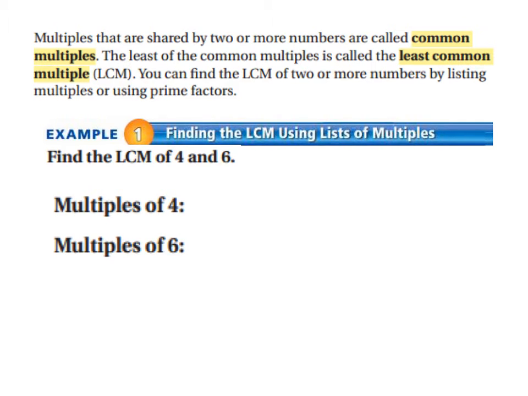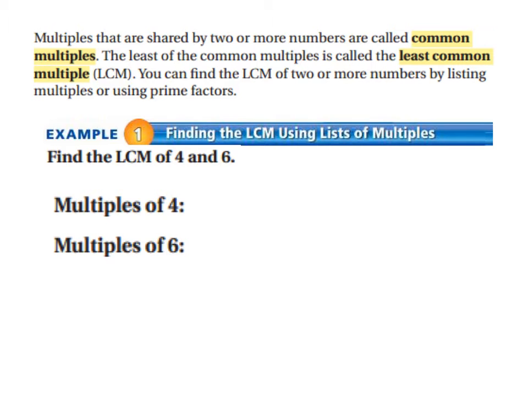Multiples that are shared by two or more numbers are called common multiples, just as factors that were shared by two or more numbers in our last lesson were called common factors. The least of the common multiples is called the least common multiple, LCM. You can find the LCM of two or more numbers by listing multiples or using prime factors.